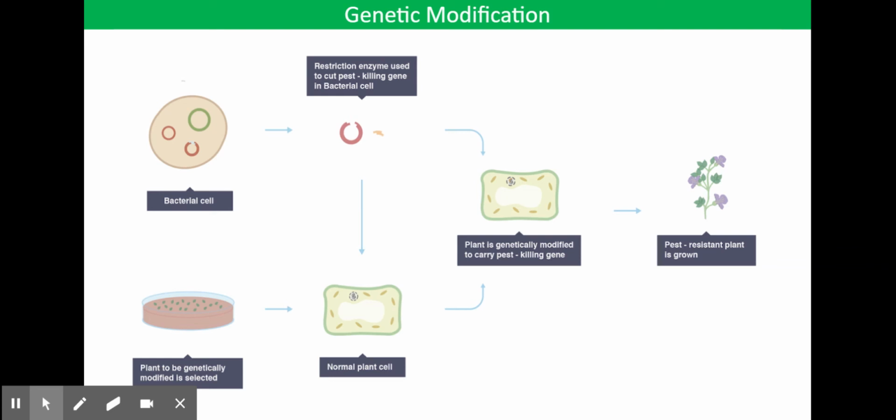And those overlapping bases and cutting it with the same restriction enzyme will ensure that the gene is inserted in the correct orientation. This will form a recombinant DNA, which can then be inserted into a plant cell, and then the transgenic plant is grown to express the desired trait. So in this case, it could be pest resistance.